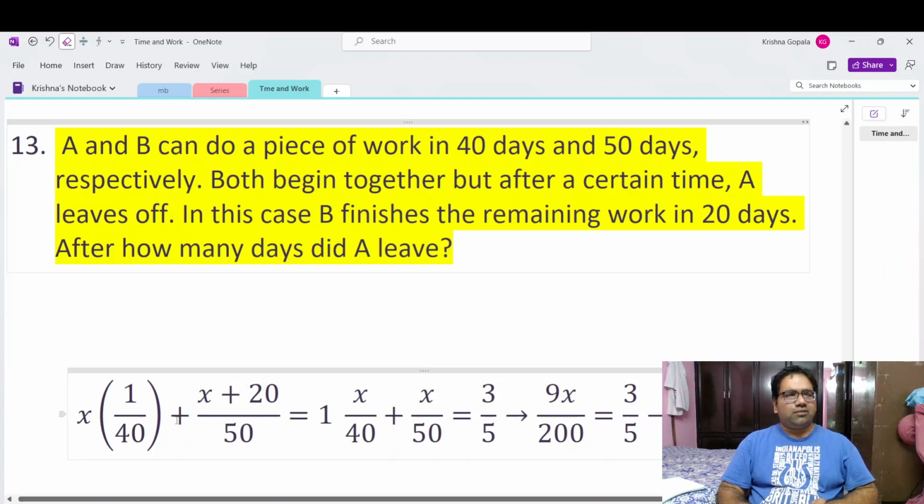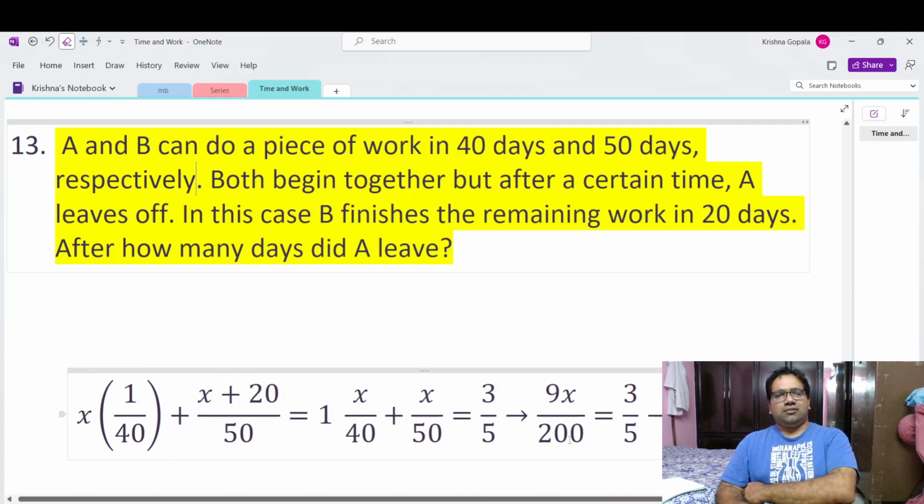Right, this should be equal to 1. X by 40 plus X plus 20 by 50 should be equal to 1. Now X by 40 plus X by 50, this 20 by 50 I moved to the other side. 1 minus 2 by 5 is 3 by 5.